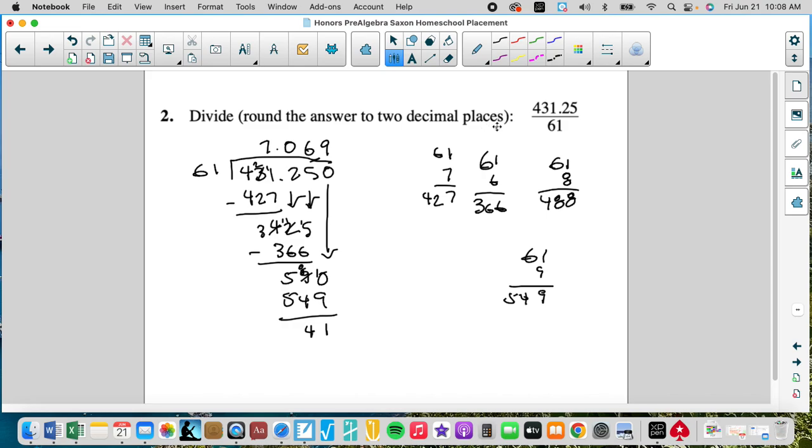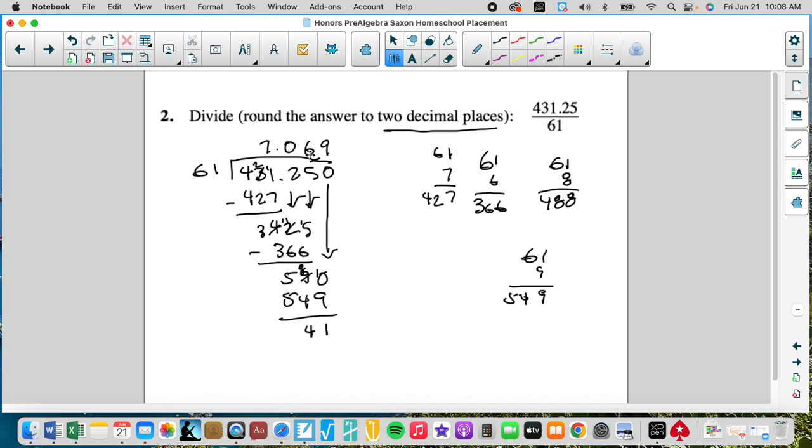All right, now it says round to 2 decimal places. So we don't have to keep going. We're done here, even though that's going to continue on. But we had to go out to the thousandths place in order to round to the hundredths place when it says round the answer to 2 decimal places.